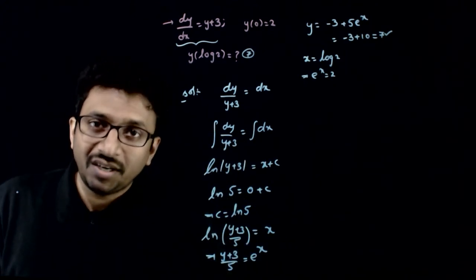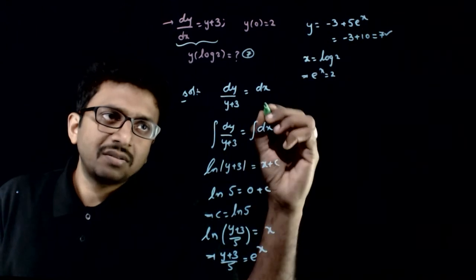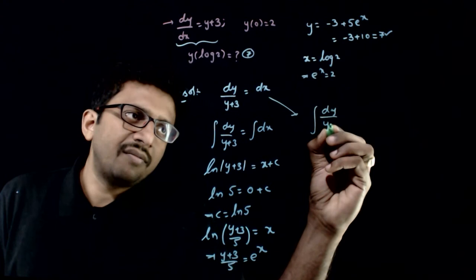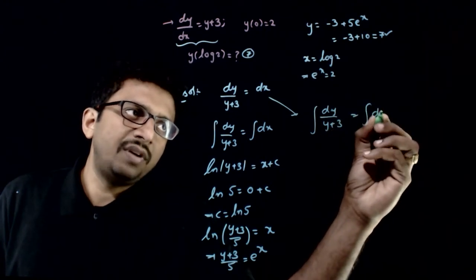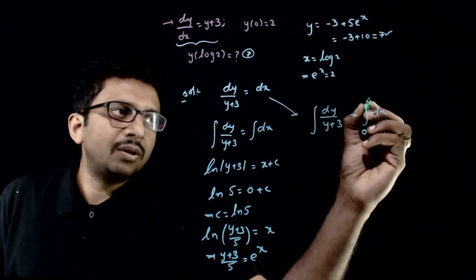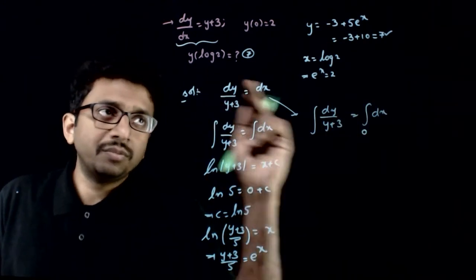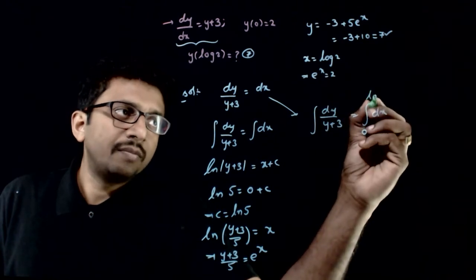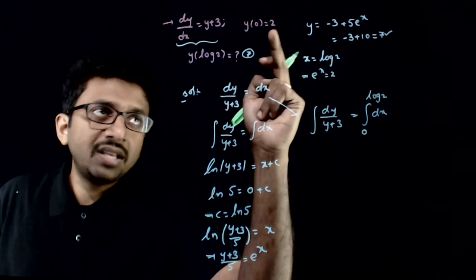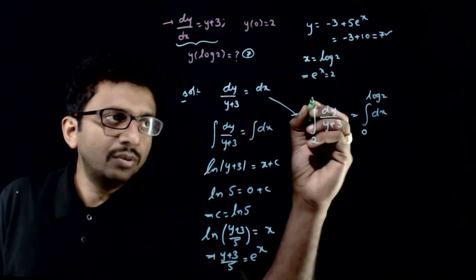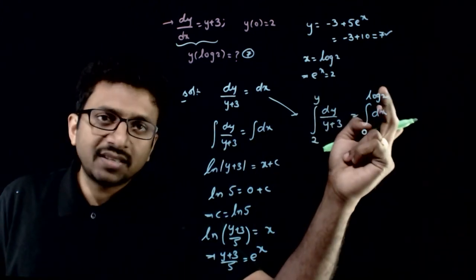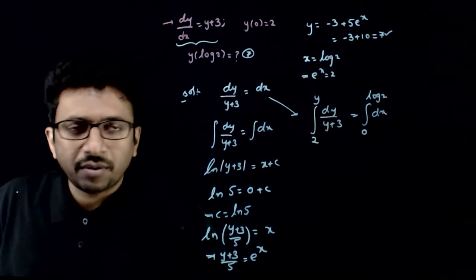So if you want to do definite integration, once you have the integral of dy/(y + 3) equal to the integral of dx, let us assume that x is going from 0 to log 2. And where does y go? We know that y at x = 0 is 2. So it goes from 2 to some value y. This value y is being asked. That is, when x is going to log 2, where does y go?